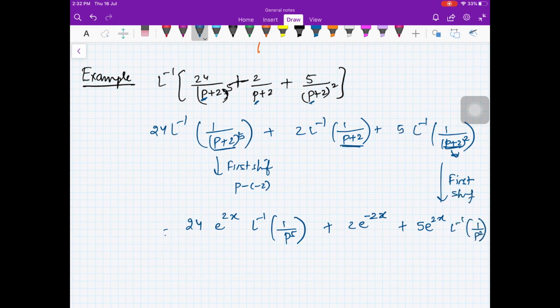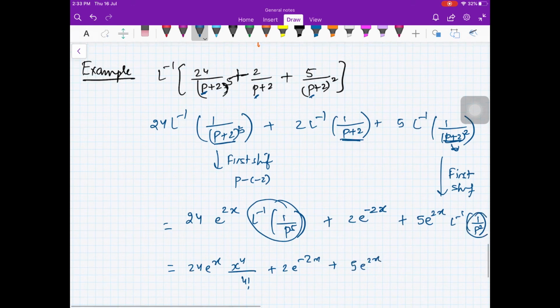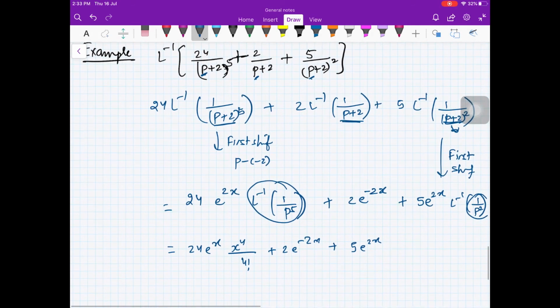So this is L inverse of 1 upon p square. Now this is 24 e raised to power x. What is this? This is x raised to power 4 by 4 factorial, plus 2 e raised to power minus 2x, plus 5 e raised to power minus 2x. And what is this? 1 upon p square is L inverse of x. So you get, this will cancel, so your answer is e raised to power x, x raised to power 4, plus 5 e raised to power 2x into x, plus 2 e raised to power minus 2x.